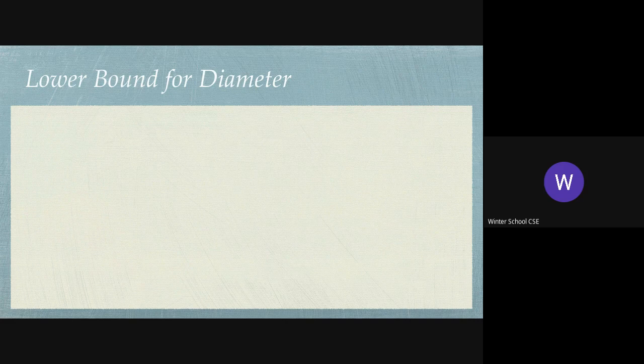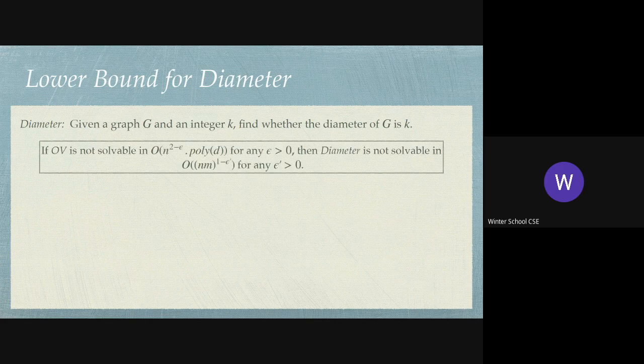So let's move to the last part of the talk: lower bound for diameter. Diameter is the problem where we're given a graph G and an integer K, and you have to find whether the diameter of G is K. We want to prove that if orthogonal vector is not solvable in time O(n^(2-epsilon) times poly(d)) for any epsilon greater than 0, then diameter is also not solvable in time O(nm^(1-epsilon')) for some epsilon' greater than 0.